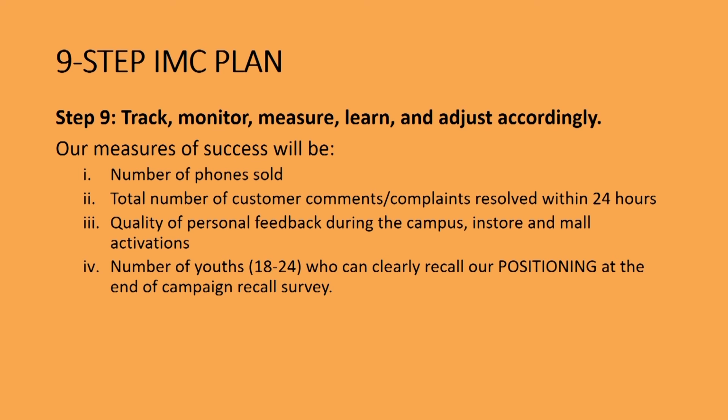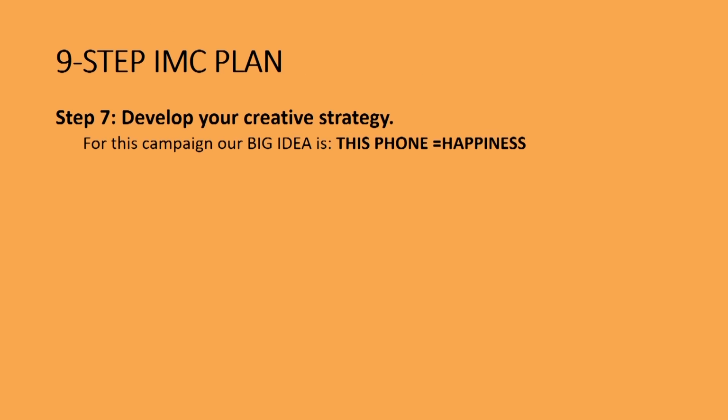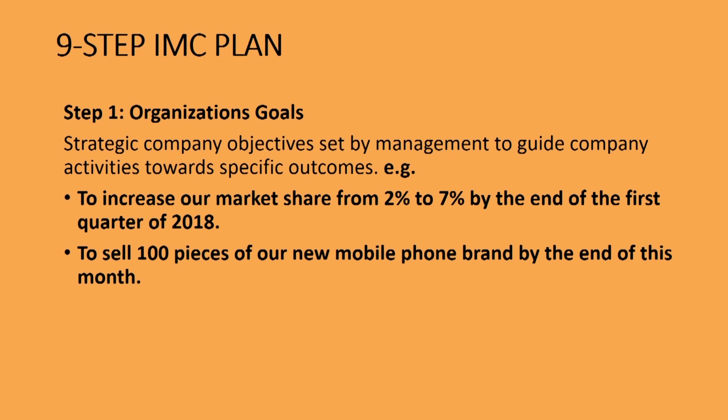is, let's say you are selling a phone and you are at the evaluation stage. So you look at the number of phones sold. And if you're looking at the number of phones sold at the evaluation stage, you want to go back to step 1, which was our first step where we were doing organizational goals. So you wanted to increase your market share from 2% to 7%.